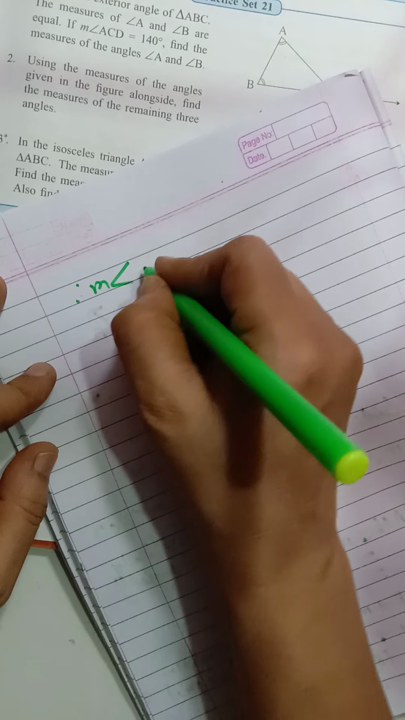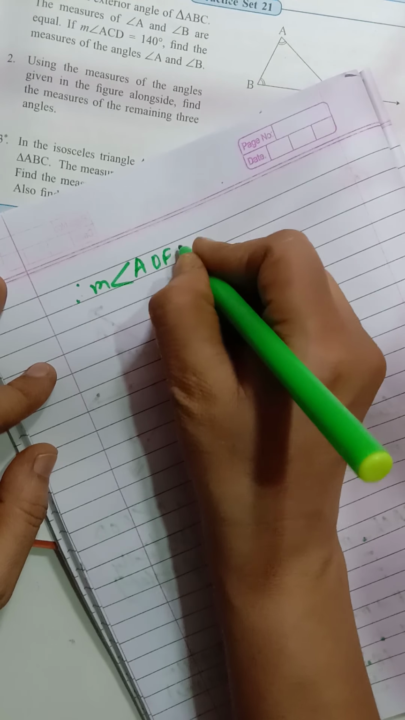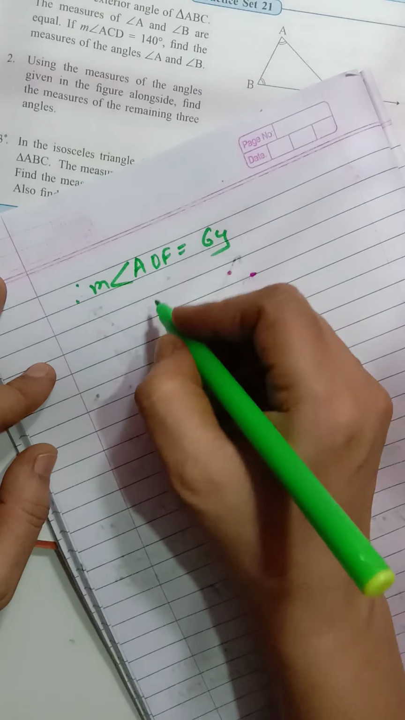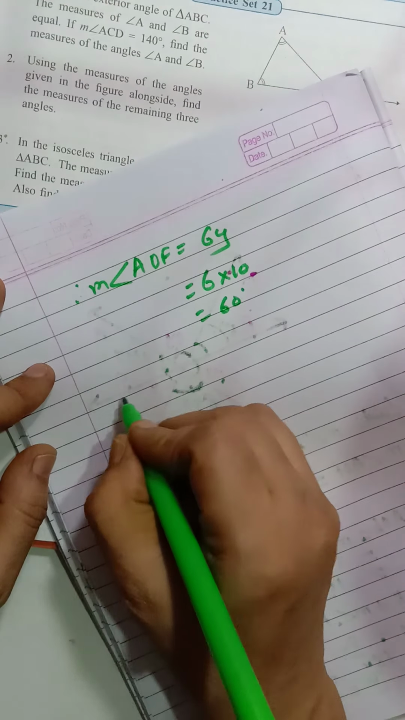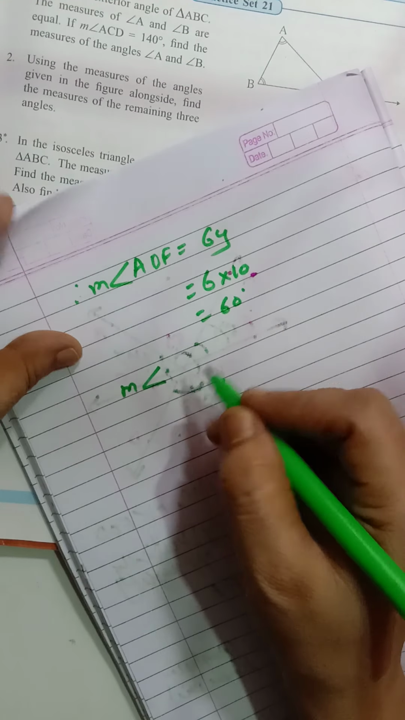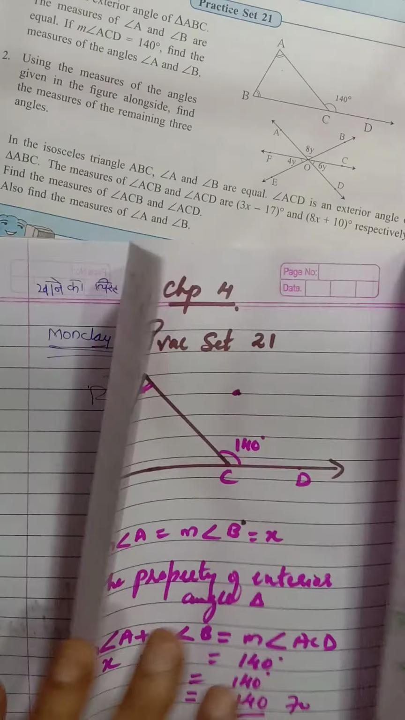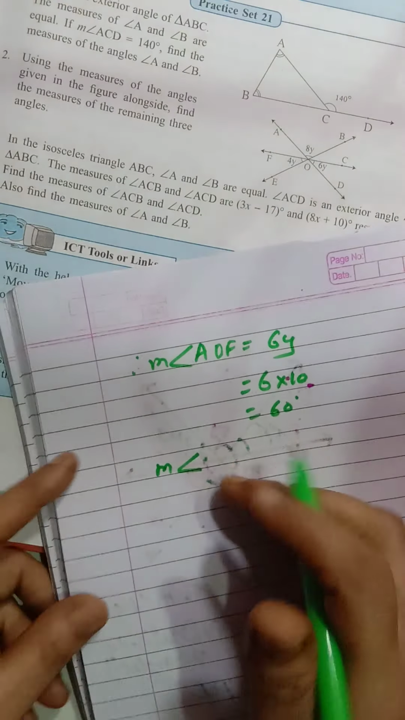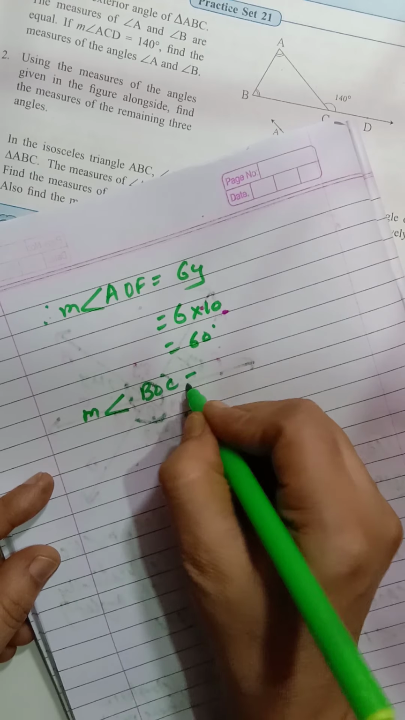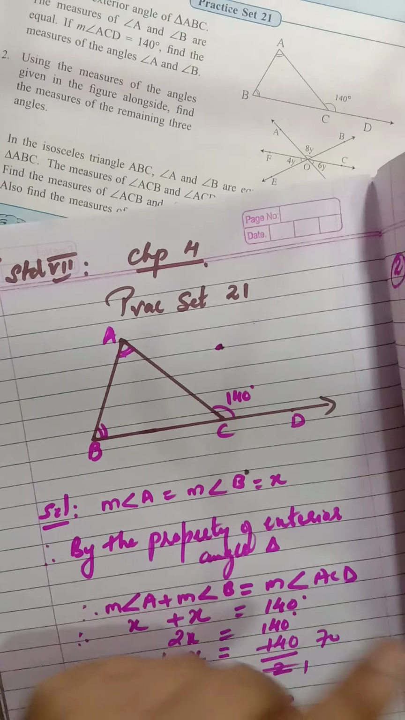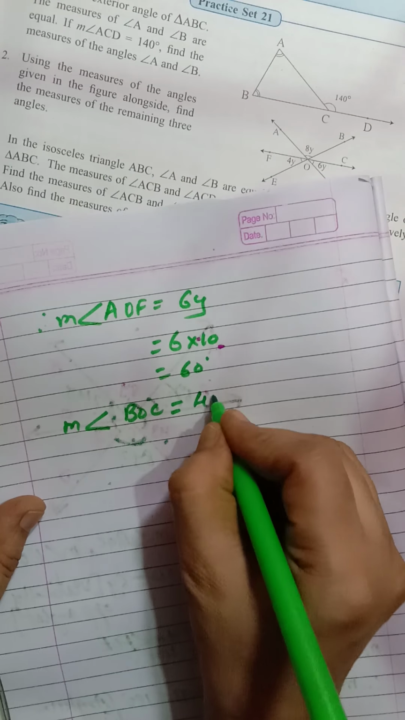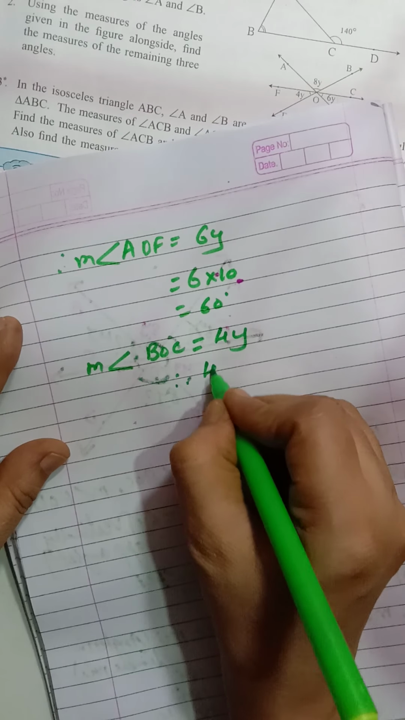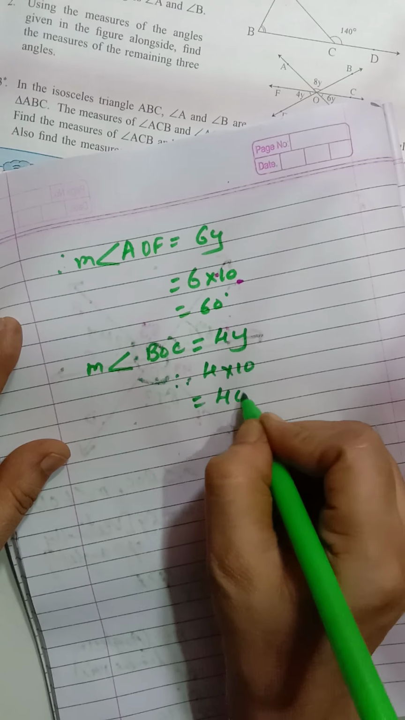Therefore, major angle AOF is equal to how much? 6y. So that will be 6 into 10, and that is 60 degrees. The next angle we need to find is BOC. Major angle BOC is how much? BOC is 4y. Therefore 4 into 10, and that is equal to 40 degrees.